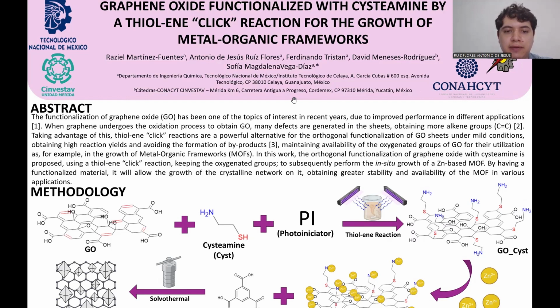Taking advantage of this, thiol-ene click reactions are a powerful alternative for the orthogonal functionalization of graphene oxide sheets under mild conditions, obtaining high reaction yields and avoiding the formation of byproducts, maintaining availability of the oxygenated groups of graphene oxide for their utilization as, for example, in the growth of metal-organic frameworks.